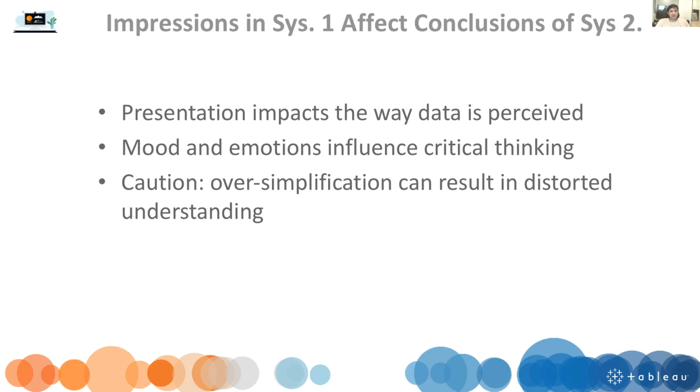As we explained, impressions in system 1 affect the conclusions of system 2. So the way that our data is presented will impact the way that we perceive the data. So context matters a lot. Furthermore, mood and emotions influence reasoning processes and critical thinking. Emotions actually impact the depth of information that we gain from a visualization. We always try to simplify our data visualizations, which is good, but we need to be mindful of oversimplification, which can result in distorted understanding of the data.